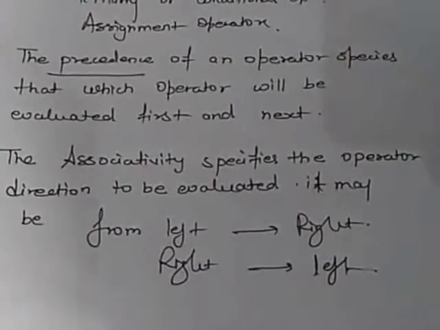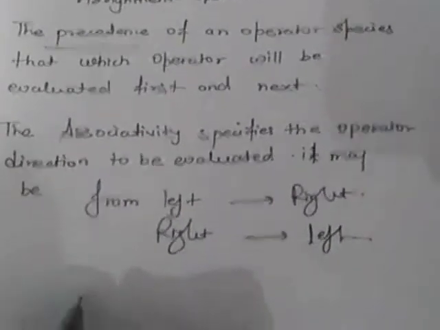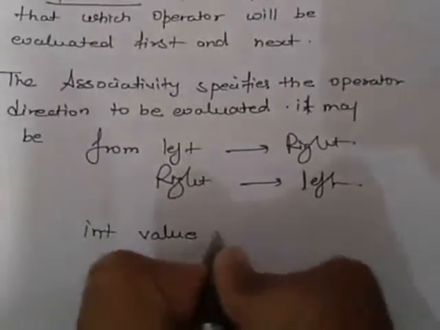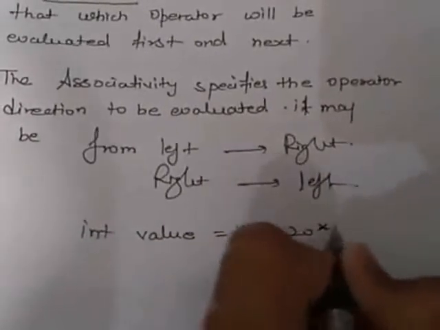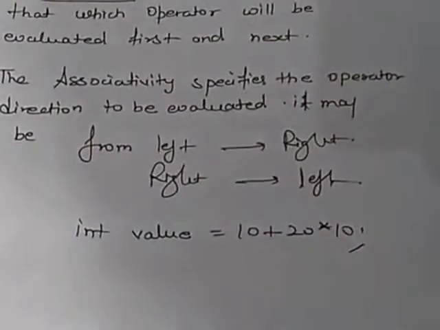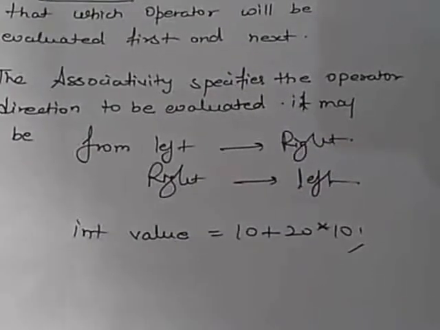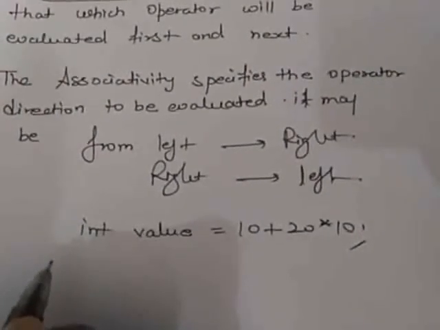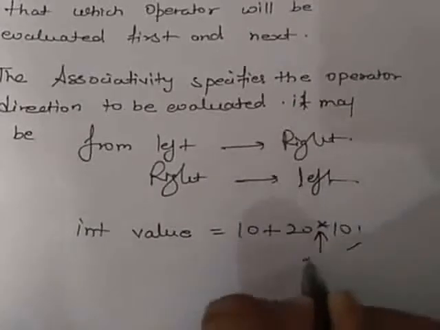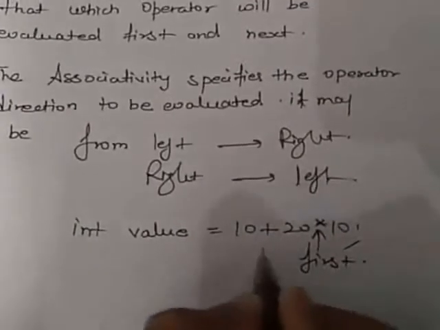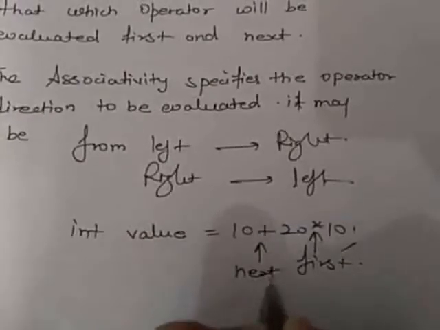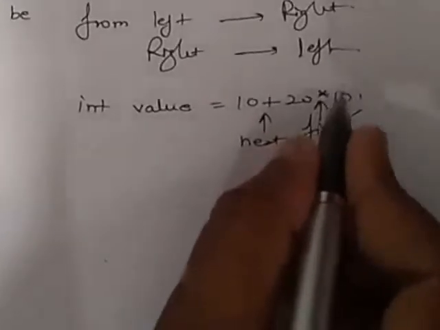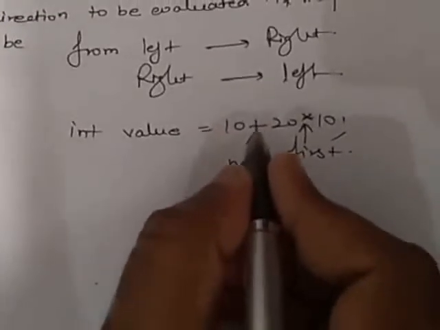Now let us understand precedence. Suppose we have an expression: int value equal to 10 plus 20 multiplied by 10. Now in this, the multiplication operator is evaluated first and the plus will be evaluated next. So this is the precedence level. Multiplication operator has higher precedence than the plus operator.